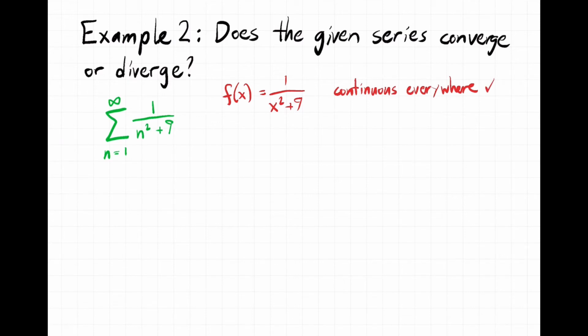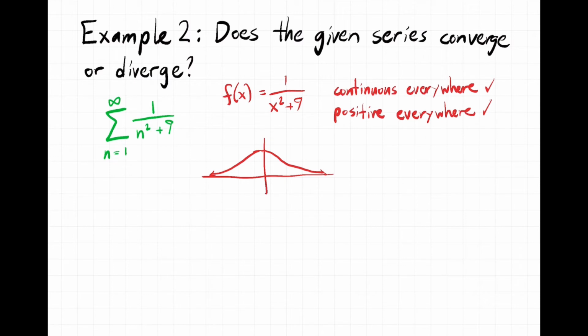So that's good. Is it positive? Yes, x squared is always positive, or 0. And if you add 9 to that, then you get a number that's always greater than 0. So 1 over that's always greater than 0. Now, if you were to graph this function, you'd get something that looks a bit like this. Sort of a vaguely bell curve shape. It's not the same as the actual true bell curve, but it's that kind of shape.